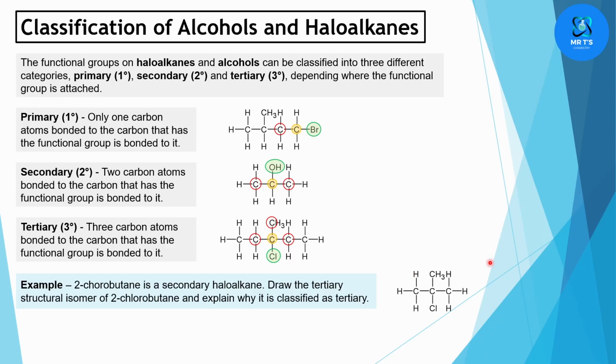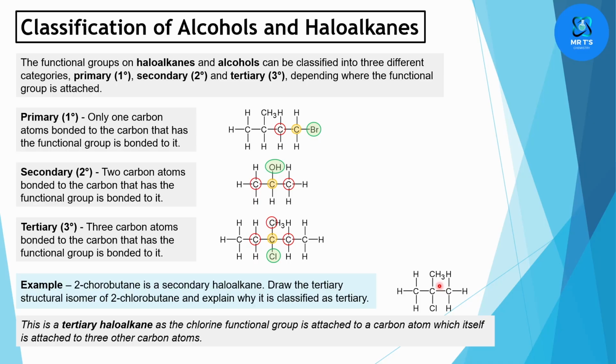So what is an isomer? A structural isomer is where you have the same formula, the same number and type of atoms, the same molecular formula, but they're arranged in a different way. So instead of having 4 carbons in a row with the chlorine coming off the second carbon, what I've drawn here is an isomer of it that is tertiary.